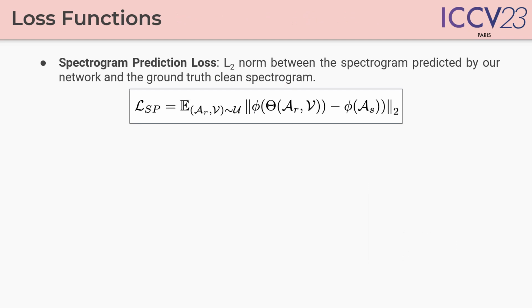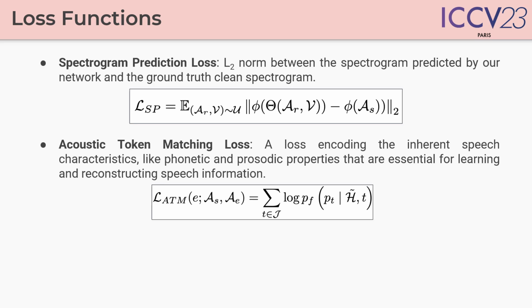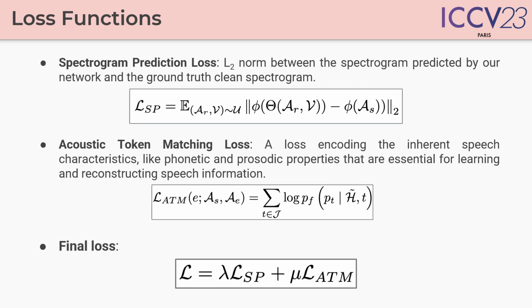As explained before, these are the mathematical expressions of the two objective functions used in our approach. The spectrogram prediction loss computes the L2 distance between the estimated and the clean speech. The acoustic token matching loss is inspired by self-supervised speech representation learning. This loss ensures the phonetic and the prosodic properties are preserved during the speech reconstruction. The total loss is the weighted average of these two losses.